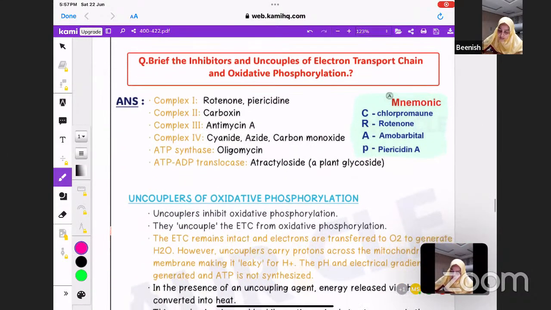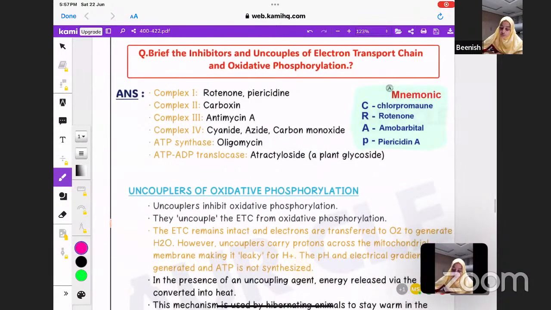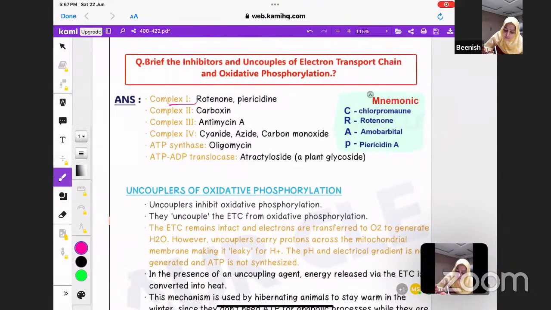Now moving on to inhibitors and uncouplers. You just have to remember the names. Complex 1, the inhibitors are rotenone and piericidin. Complex 2, it is carboxin. For complex 3, the inhibitor is antimycin A. For complex 4, the inhibitors are cyanide, azide, and carbon monoxide. And ATP synthase, that is complex 5, the inhibitor is oligomycin.